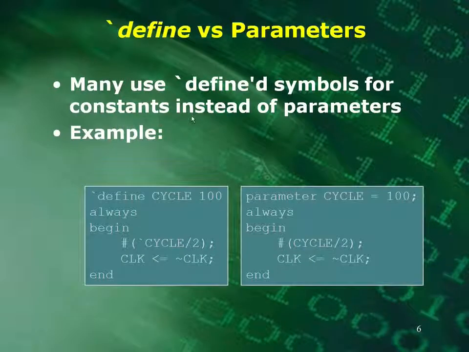So many use defined symbols for constants instead of parameters. I don't know if we've talked much about parameters, but we're going to talk about parameters and define today and when you would use one versus the other later on. So here we have a define cycle of 100, and then here in the code, instead of using the actual value right here, 100, we've used the define for it. So you just say tick cycle and then divide by 2. Okay, and if you want to do it using a parameter, it's actually a numeric value constant, and you substitute it just like this. So these are two ways of doing the same code.